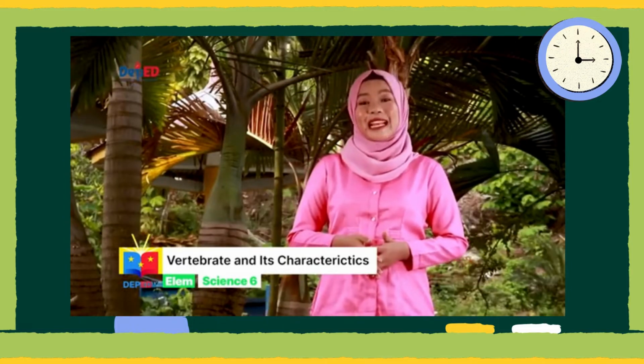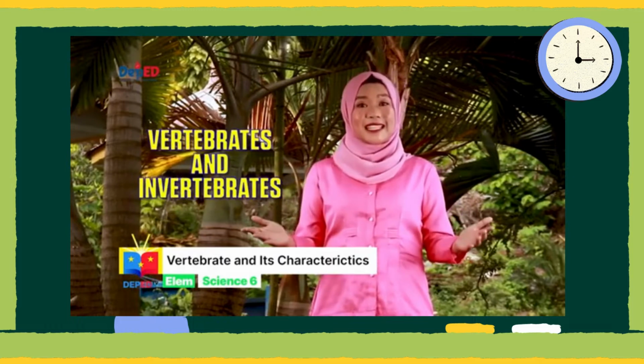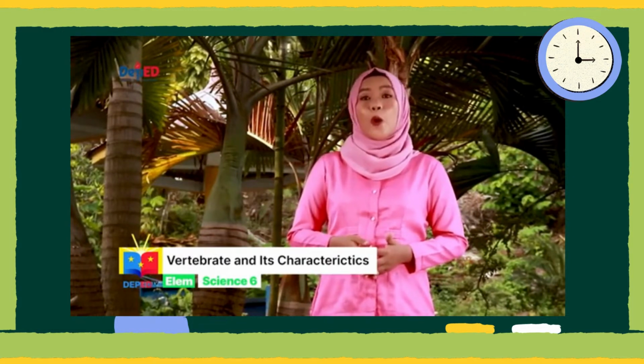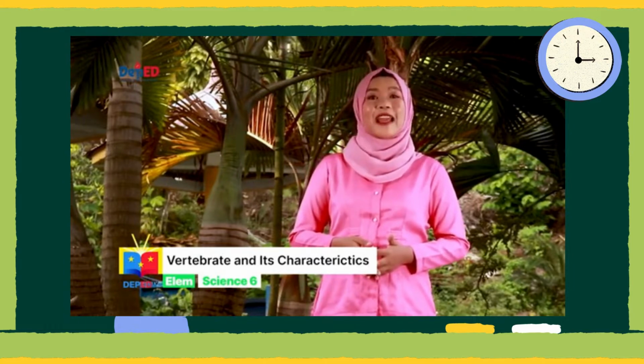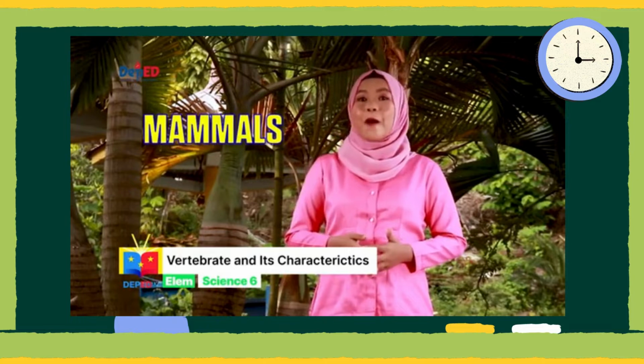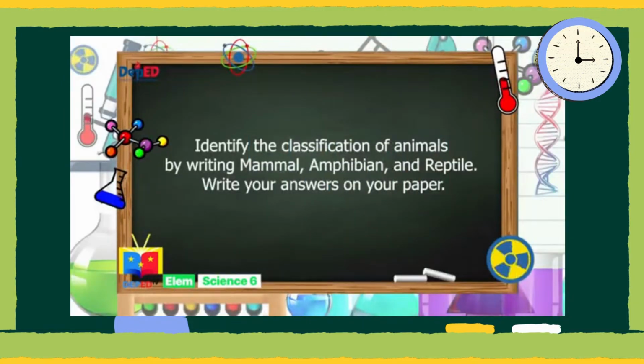In order to classify and name animals, they are classified into vertebrates and invertebrates. In today's episode, we shall focus on classifying vertebrates. We shall learn about mammals, reptiles, and amphibians. Directions. Identify the classification of animals by writing mammal, amphibian, or reptile. Write your answers on your paper.